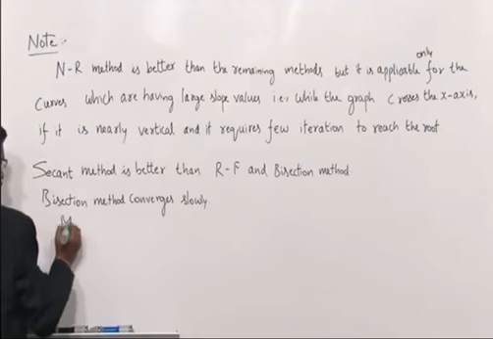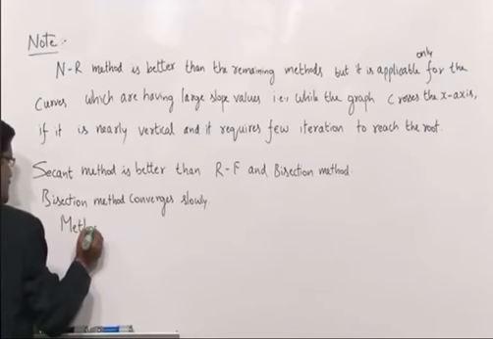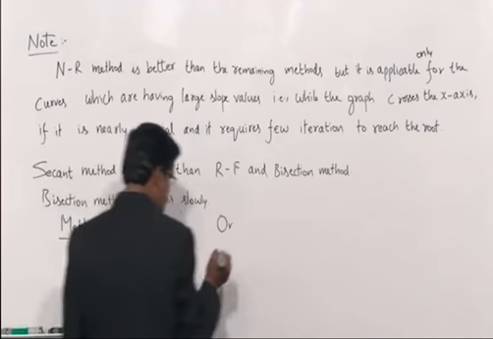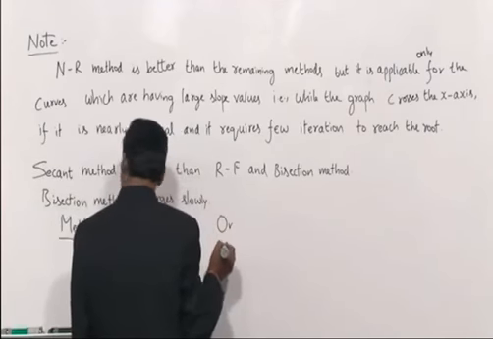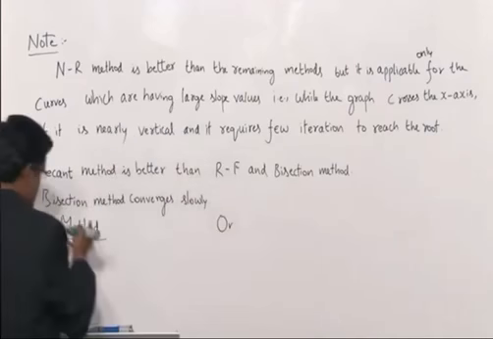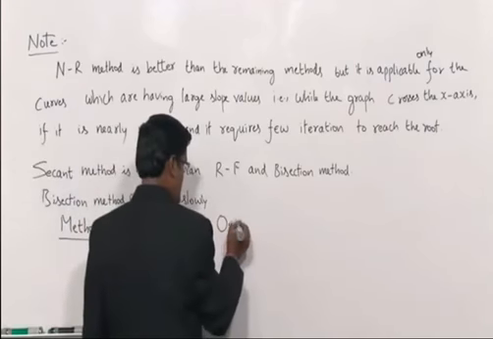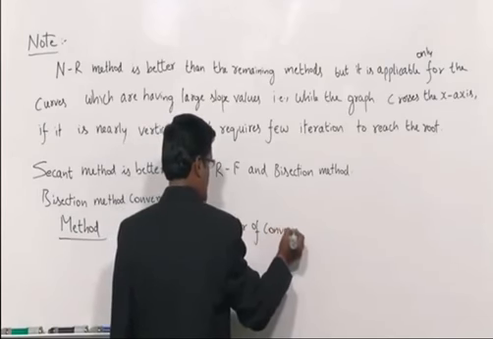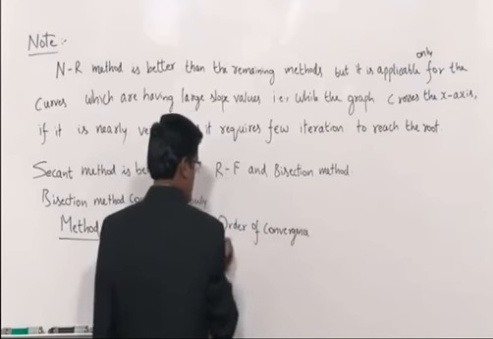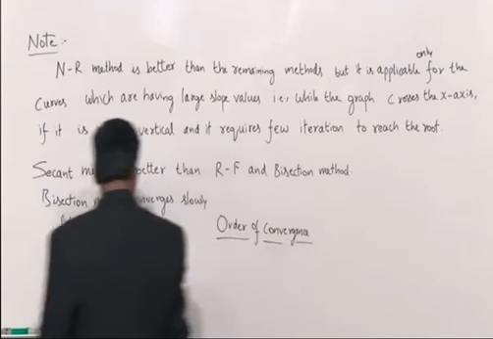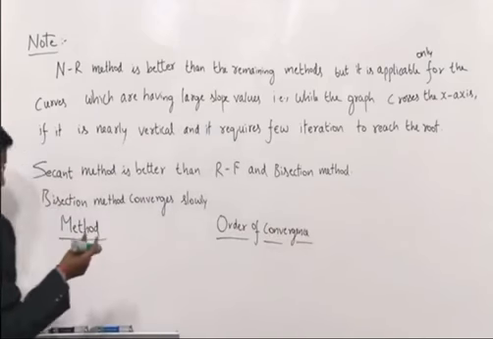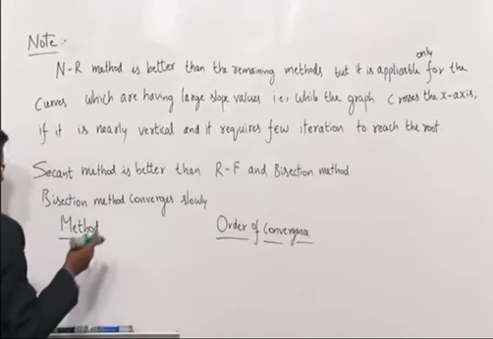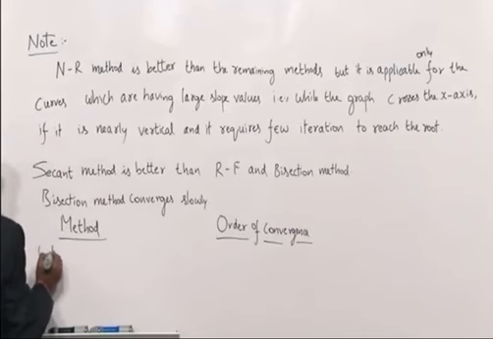Next, I am giving method followed by order of convergence. Just divide your page into two columns, into two parts. First part is method and the second part is order of convergence. This is very, very important. I am giving one more question. Actually the proofs take minimum one page, that is descriptive only, but for one more questions you just learn by heart the order of convergence. First method, what we have done?